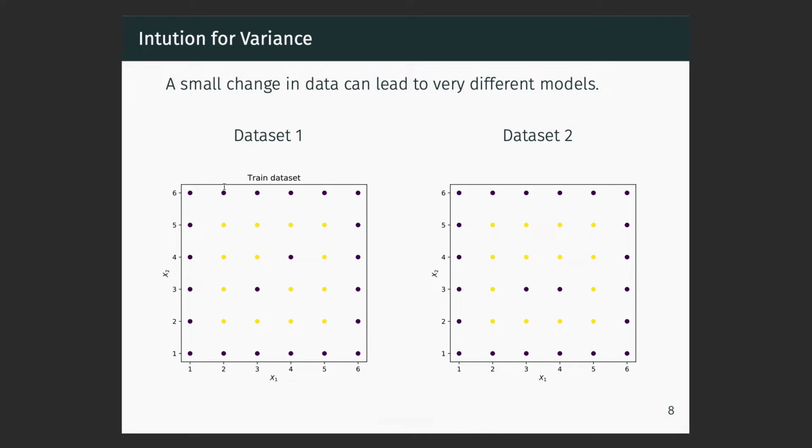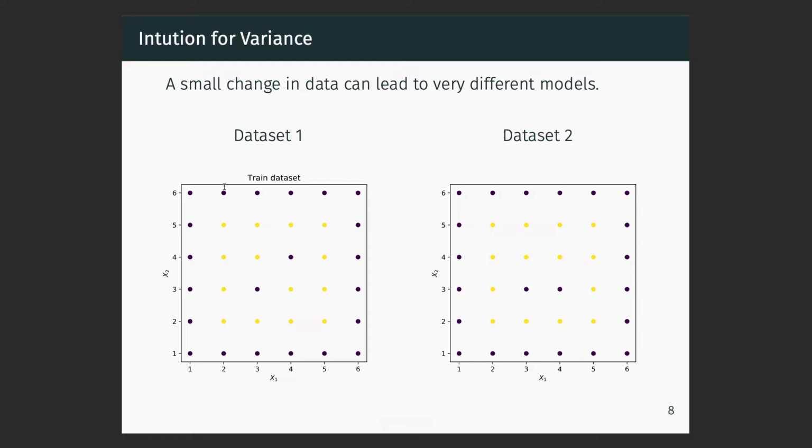Let's say that we have 2 different train data sets, both of which have the same general pattern. If you were to learn a perfect decision tree, the decision tree learned would be the same across both of these examples. Do you agree? It would only be a square.